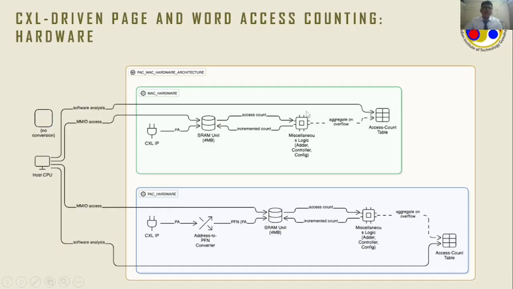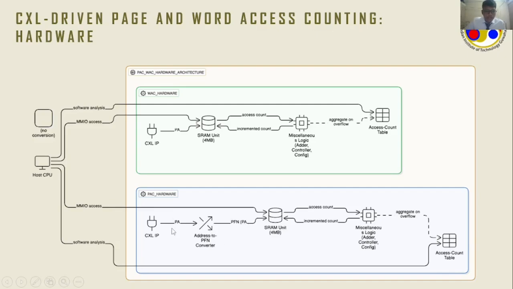Now let's go into the hardware. The hardware consists of three key components in case of PAC. Firstly, as you can see in the slide, we have an address to PFN converter. The address to PFN converter snoops every memory access address from CXL IP to the memory controller and right shifts it by 6 bits to obtain the page frame number.